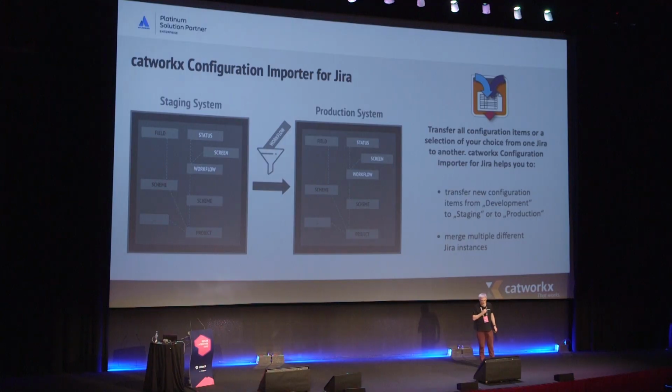And for supporting such kind of merges, we have the catworkx configuration importer for Jira, which is an app for transporting configuration items on a special selection you can have.